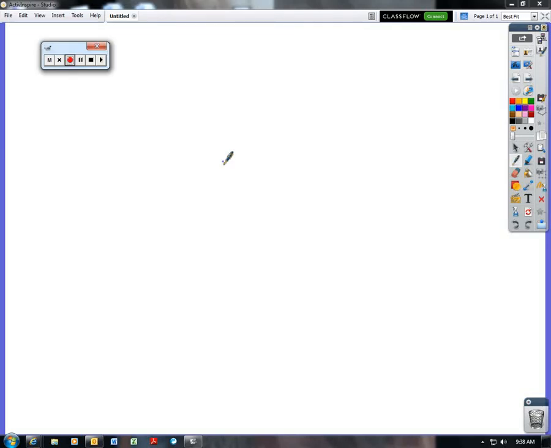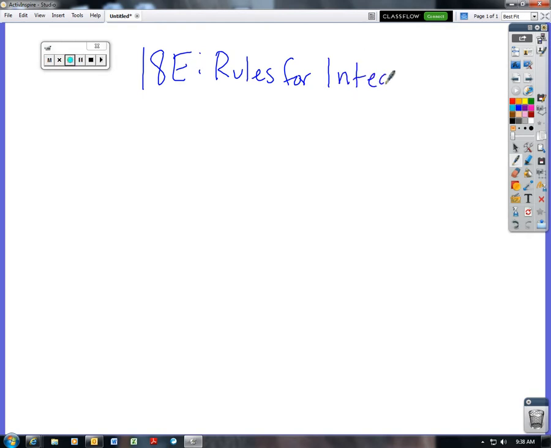All right, hello, this is 18E, Rules for Integration. And on page 457, you'll see a big list of some functions and their derivatives. And you're familiar with all those because, of course, we already know them.